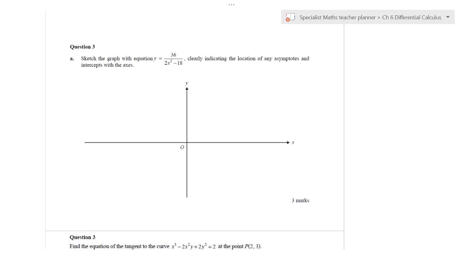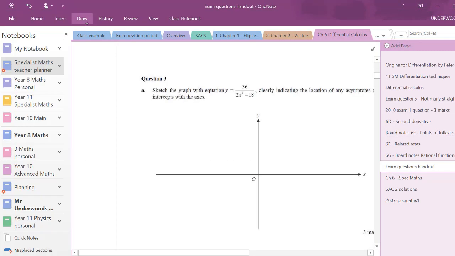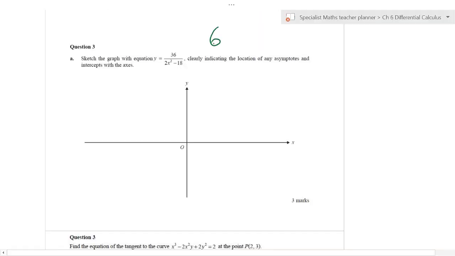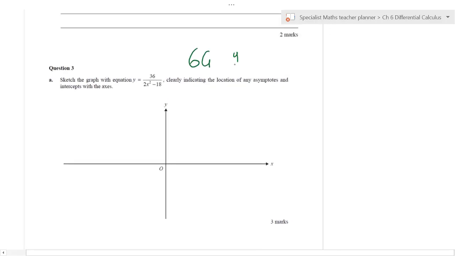All right, so in this video we're going to go through rational functions, which is from 6G of your textbook. There we actually went through graphs where we're looking at, let's say, x squared plus 1 on x, sketching those things. We went through that last time.